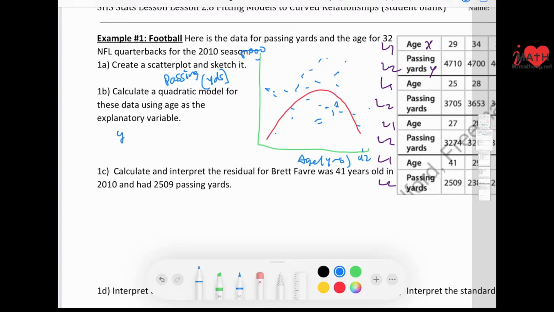Okay, over here we have y hat equals ax squared plus bx plus c. And then from the graphing calculator, your a value was, you can just round to the hundredths, 2 decimal places is fine, negative 13.65 x squared plus the b value was 835.5x, and then the c value was negative 9,258.